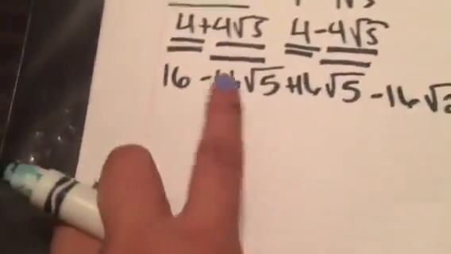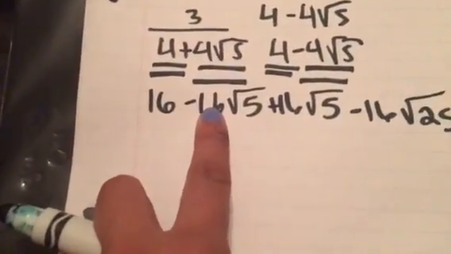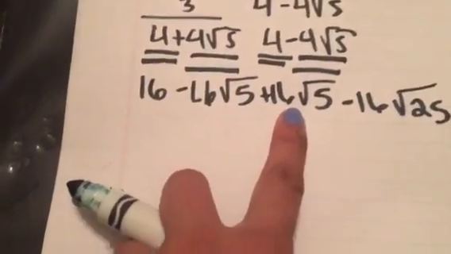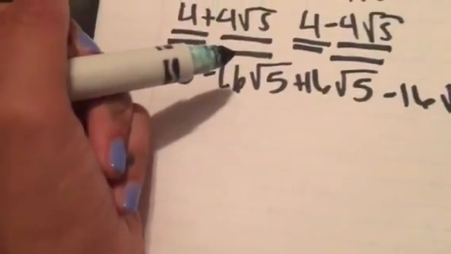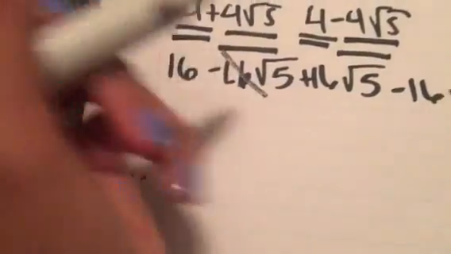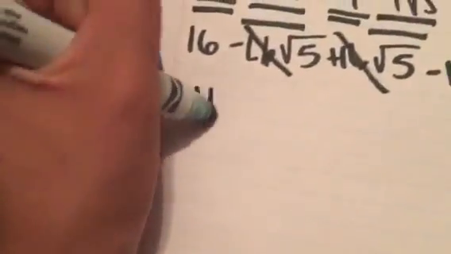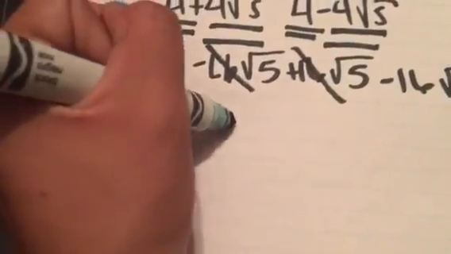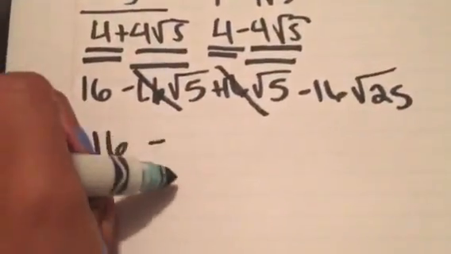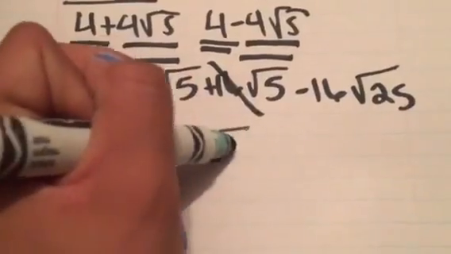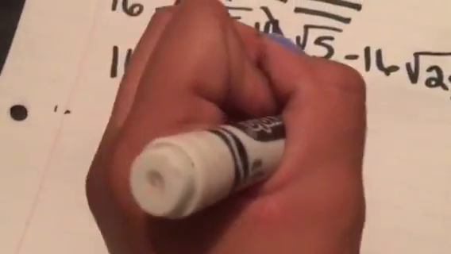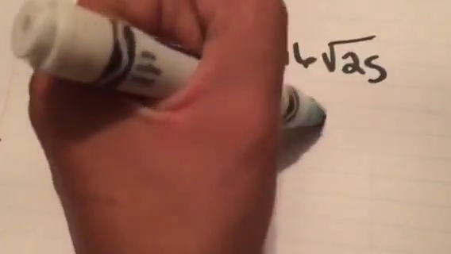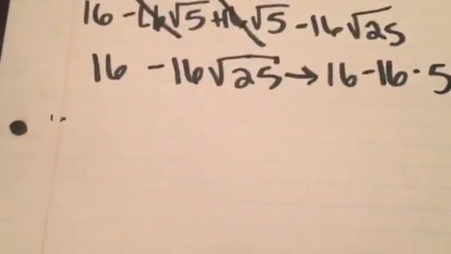The first thing I can look at is we have negative 16 square root of 5, and we also have positive 16 square root of 5, excuse me. That means we can cancel these out. And then we are left with 16 minus 16 square root of 25, which we can even simplify to 16 minus 16 times 5, because 5 times 5 equals 25, a perfect square.